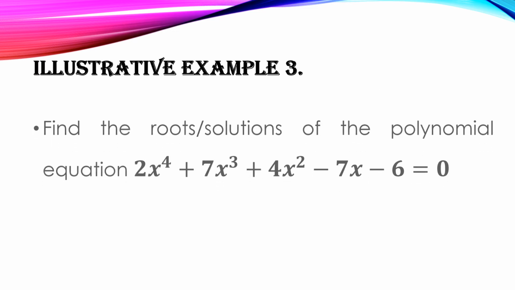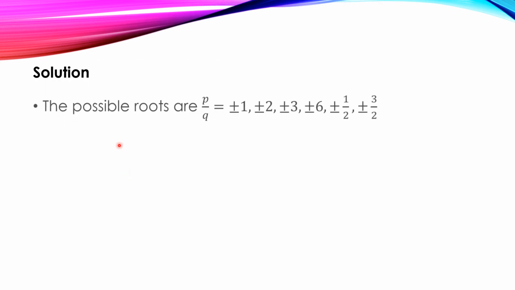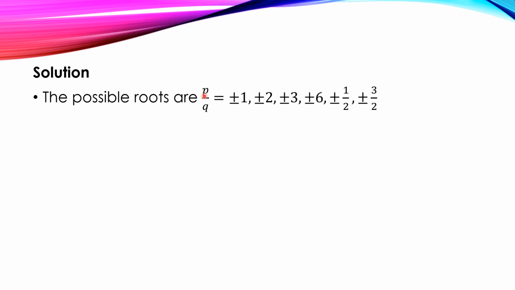Okay, next example. Example number 3. Find the roots or solutions of the polynomial equation 2x raised to 4 plus 7x cubed plus 4x squared minus 7x minus 6 is equal to 0. Okay? Now, for our solution, the possible roots are p over q. Naipakita ko na naman ito sa inyo kanina. So, these are the possible roots. So, again, possible roots lang ito. Okay? Hindi yan yung lahat na kukunin natin.